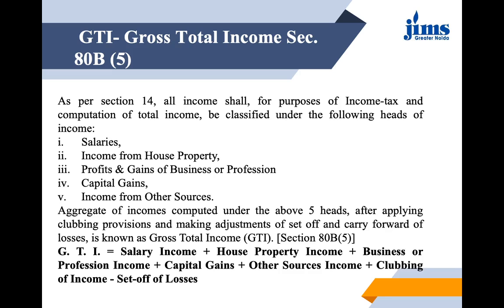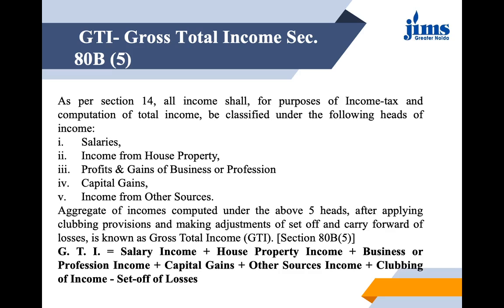If you remember, income is divided into 5 heads under section 14, and the heads are income from salaries, income from house property, profits or gains of business or profession, capital gains, and income from other sources. The fifth category is exhaustive in nature. Whatever income does not fall in the above 4 categories comes under this fifth category.